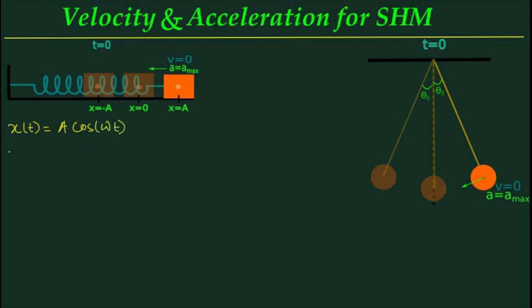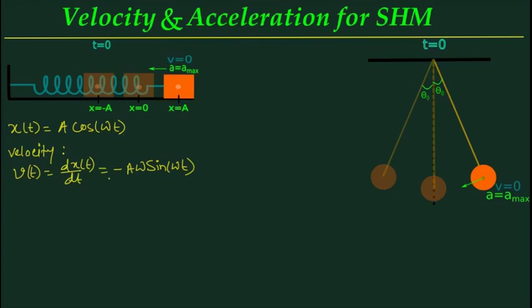Then the velocity will be v(t) equal to dx/dt. So this is equal to minus A omega into sine of omega t, because if we take the derivative of cosine of omega t, it will give us minus omega into sine of omega t. So dx/dt will be minus A omega sine omega t.